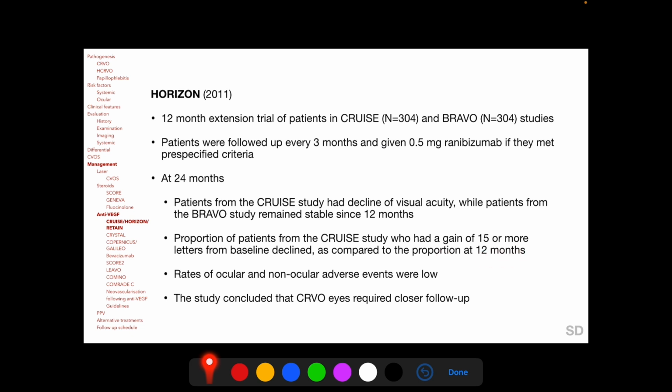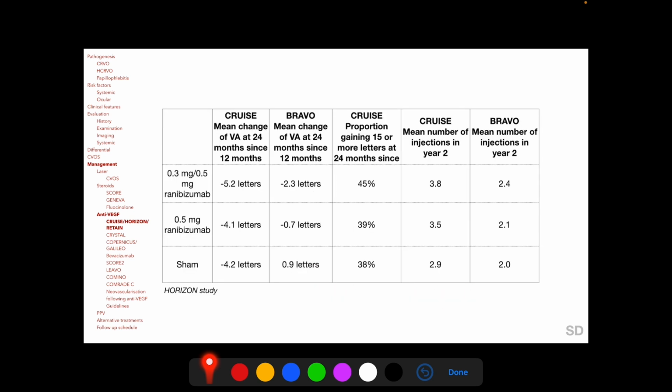the CRUISE study. The Horizon study concluded that CRVO eyes required closer follow-up long term, and the data shows that the mean change of visual acuity in the second year was worse in CRVO eyes in the CRUISE trial as compared to BRVO eyes in the BRAVO trial.